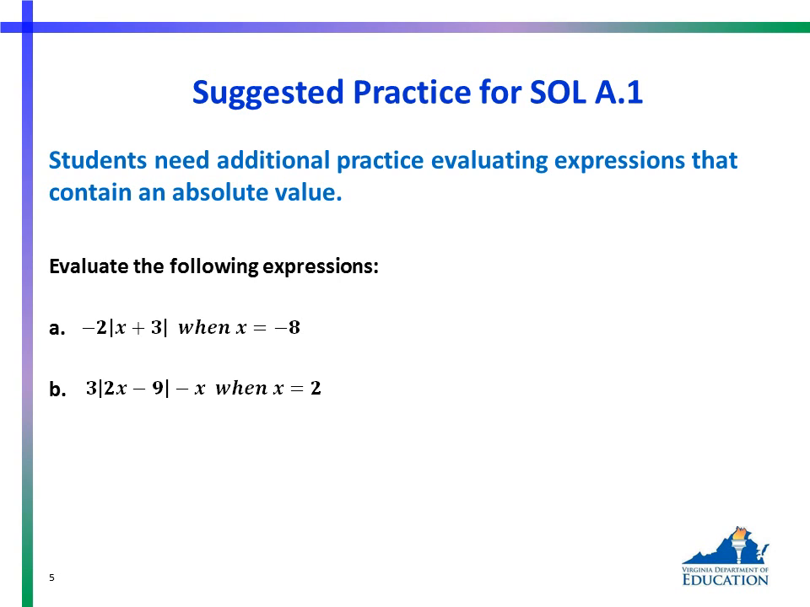For SOL 8.1, students need additional practice evaluating expressions that contain an absolute value. A common student error is not taking the absolute value of the quantity inside the absolute value sign when that value is negative. For example, in problem A, this error would result in multiplying negative 2 times negative 5 to get a value of 10 rather than multiplying negative 2 times 5 to get a value of negative 10. The answers to the examples are shown on the screen.